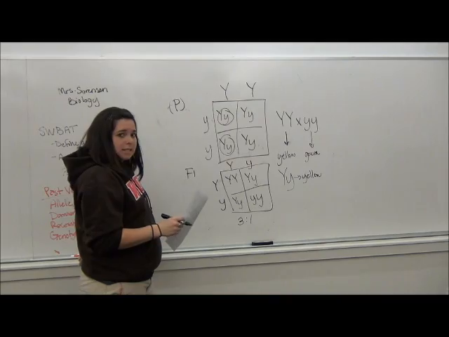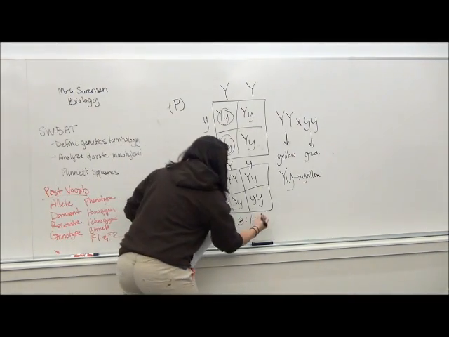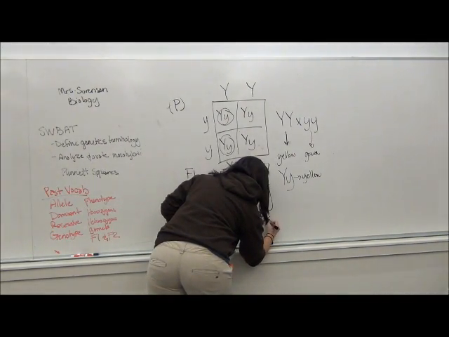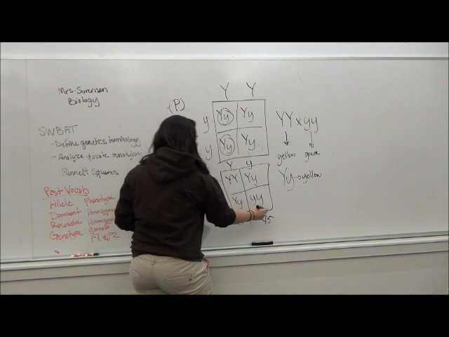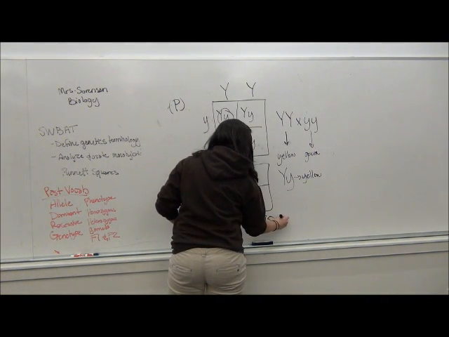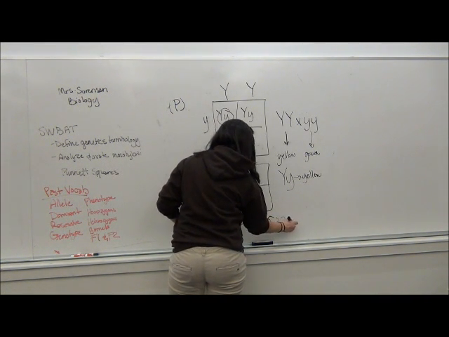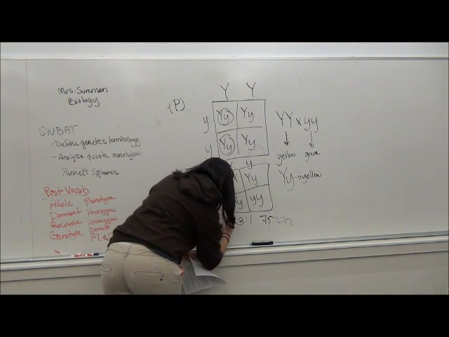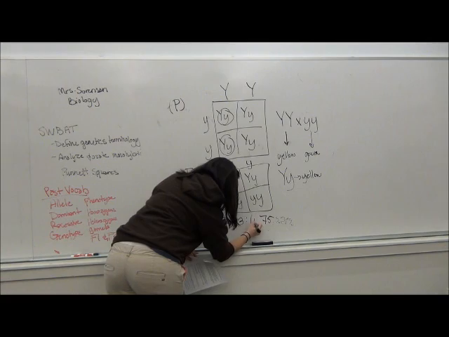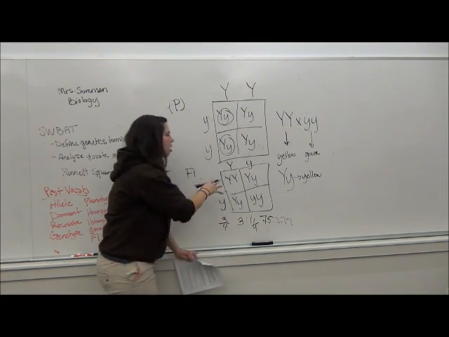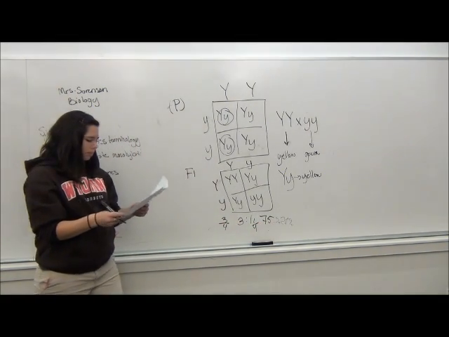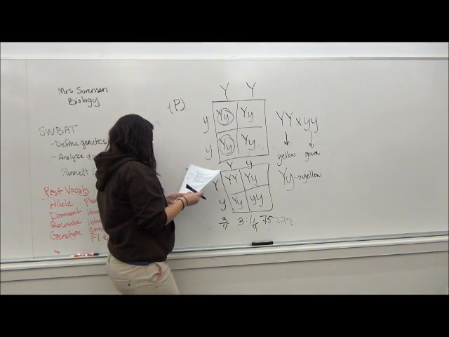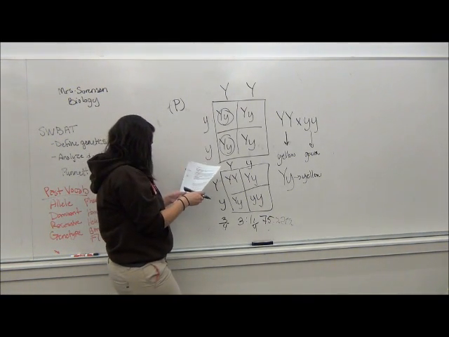Or you can look at it as a percentage. 75% yellow, 25% green. So you get 3 out of 4 and 1 out of 4. All different ways of looking at it. And we'll come back to that in a minute.